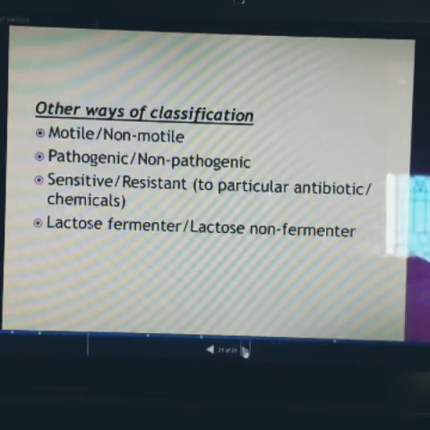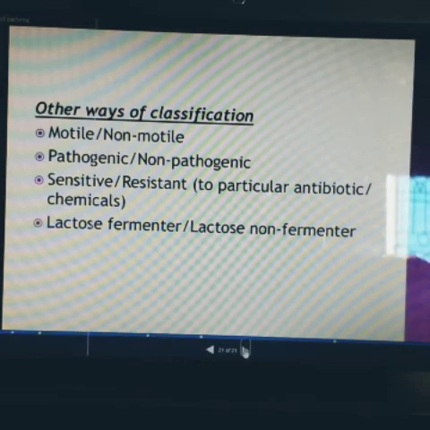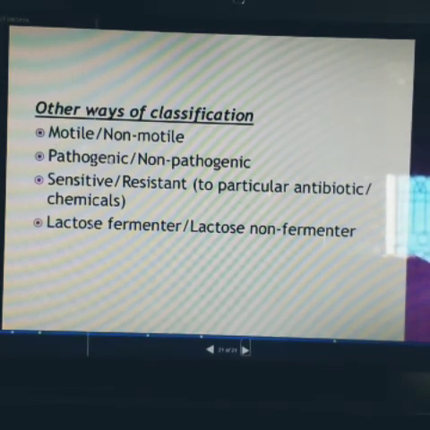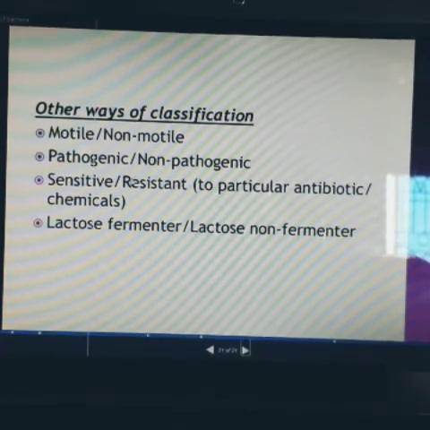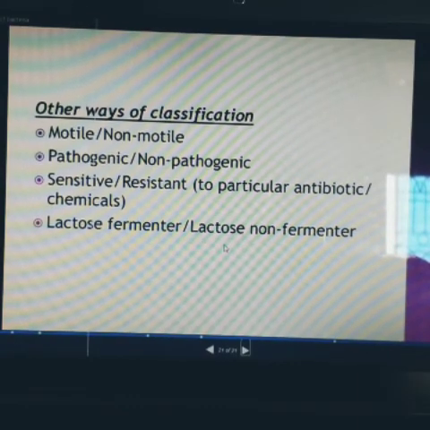And the last one is the other classifications of bacteria: motile and non-motile bacteria, pathogenic and non-pathogenic bacteria, sensitive and resistant bacteria, and lactose fermenting bacteria. We can easily give examples of these bacteria. Those are the bacterial classifications.